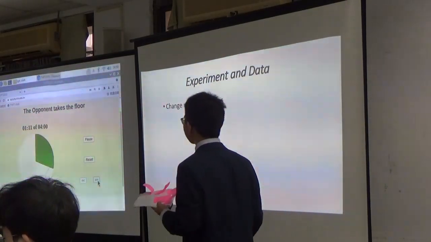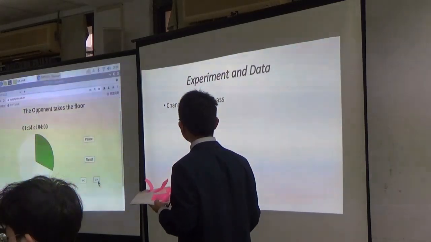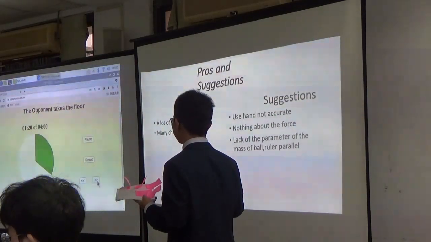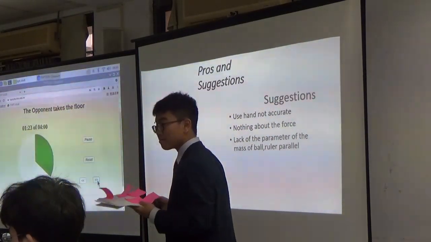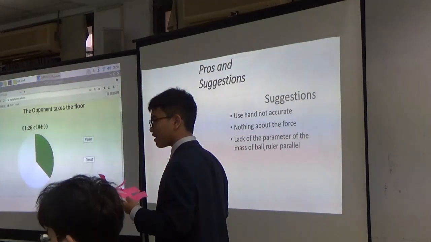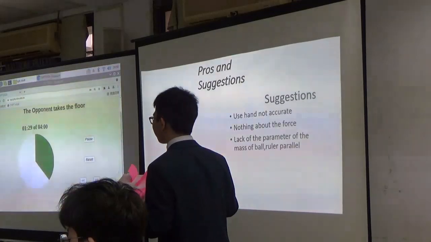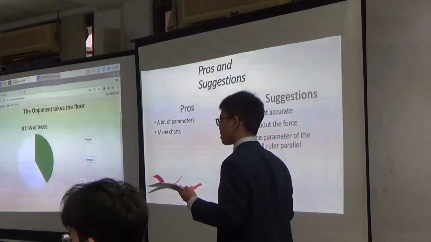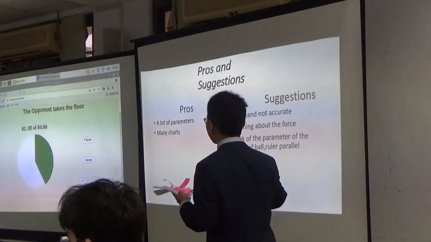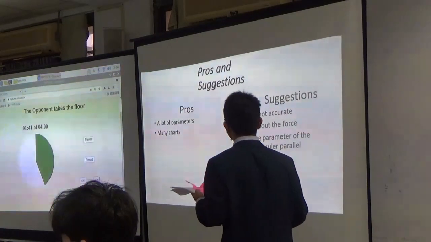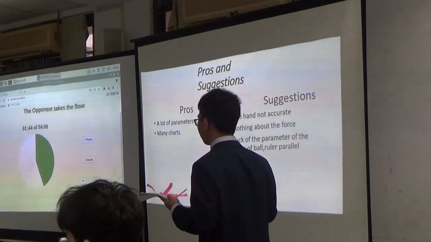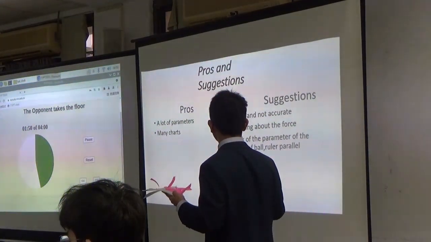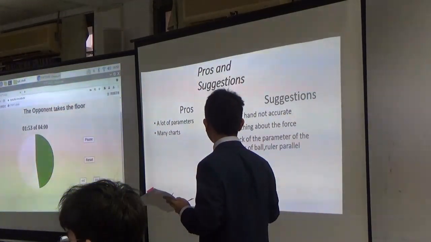Experiment and data: their parameters are the radius and mass. Pros and suggestions. Pros: they have good parameters, which are the mass and the radius, and they have a lot of charts. Suggestions: I think using a hand is not accurate, which we will discuss later. And they said nothing about the force, and there is a lack of the parameter of the mass of the ball, which I suggest they consider. And whether the ruler is parallel.